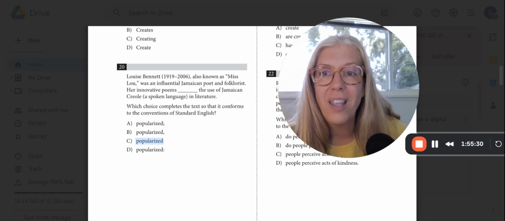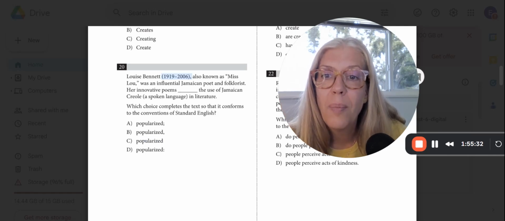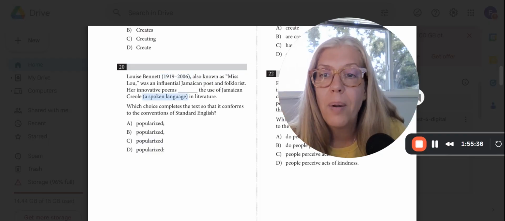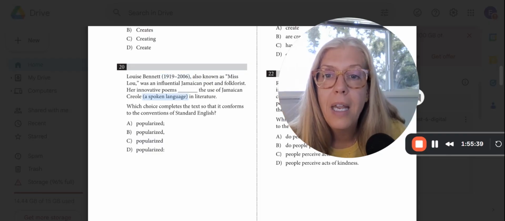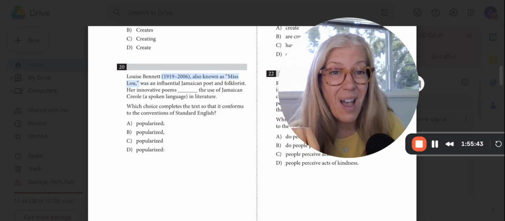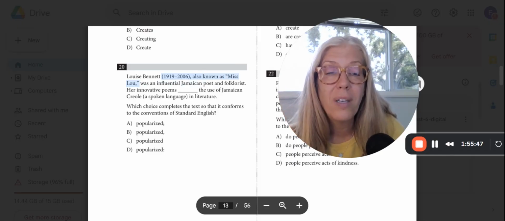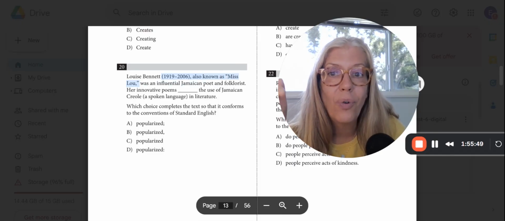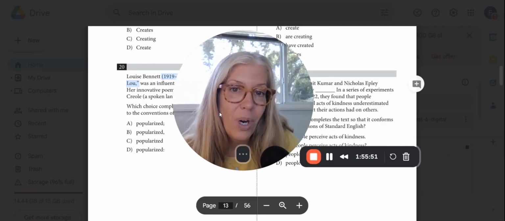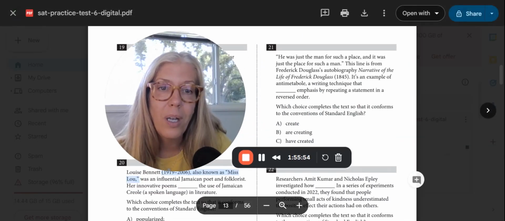But I love the fact that in here, here's an appositive, so I don't need that. Here's an appositive, yapping about Creole. And then this, also known as Miss Lou. Remember, I read it without it. Louise Bennett was an influential Jamaican poet and folklorist. So there's your appositive with commas. So important. You'll see in a minute why it's so important.